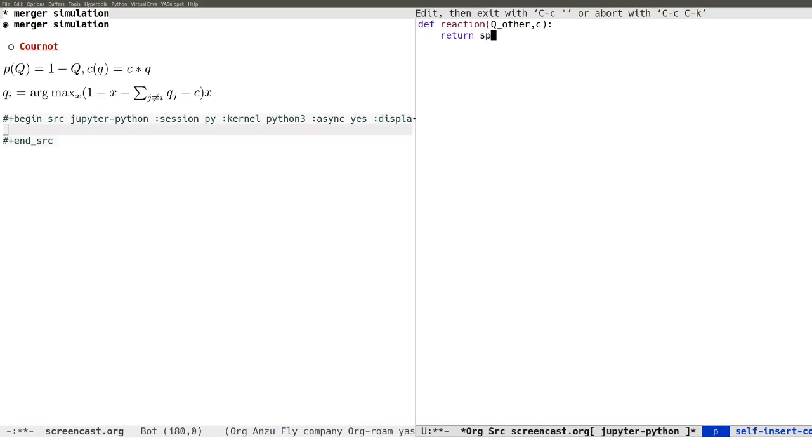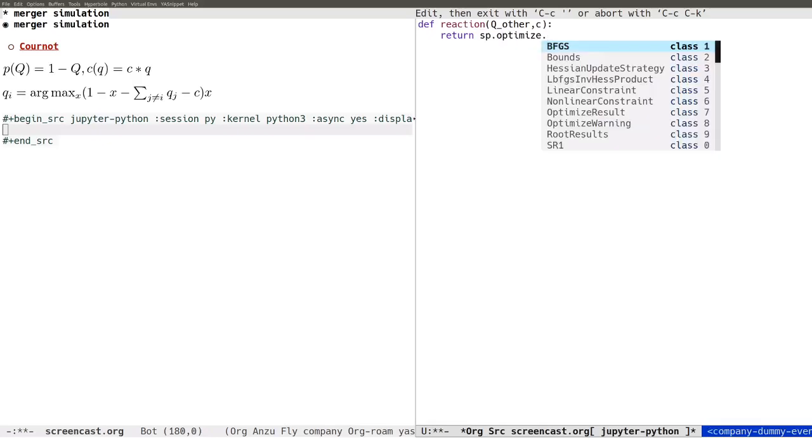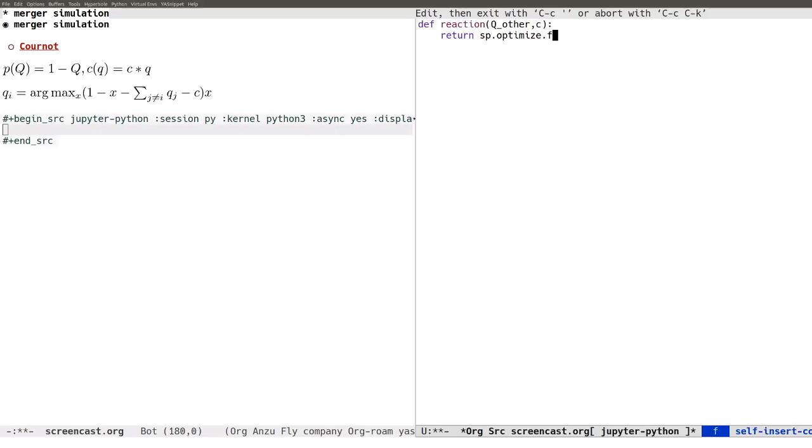Now the problem is that in Python we don't have a maximization routine, so we're going to use a minimization routine, fmin bound. We're going to define a lambda function. This is then going to be equal to minus profit, so it's going to be minus x times, here we're going to get the same thing, first price, 1 minus Q other, minus x itself, minus c.